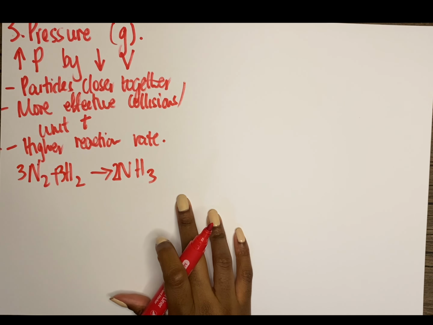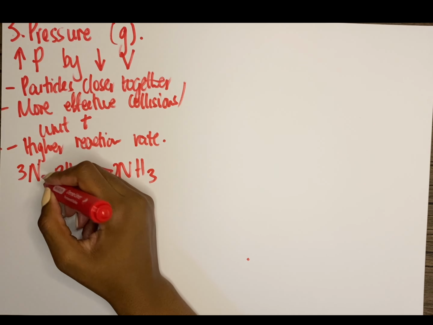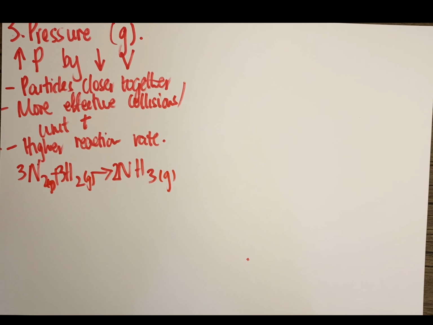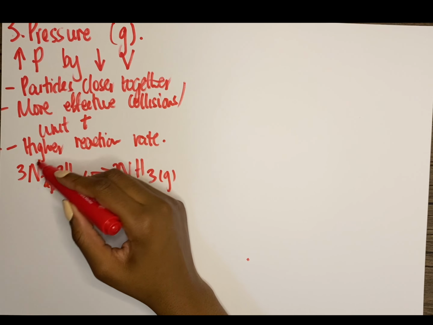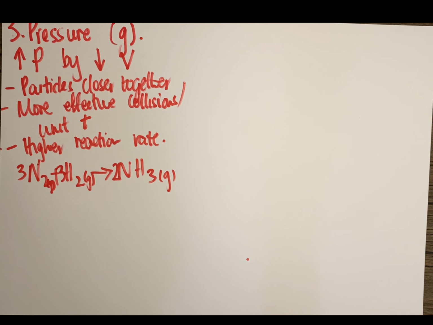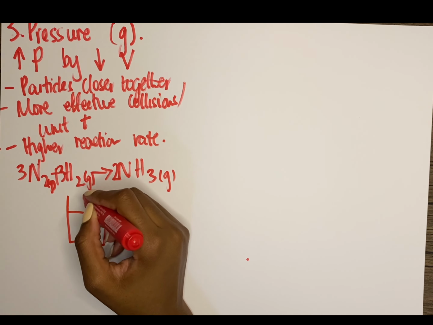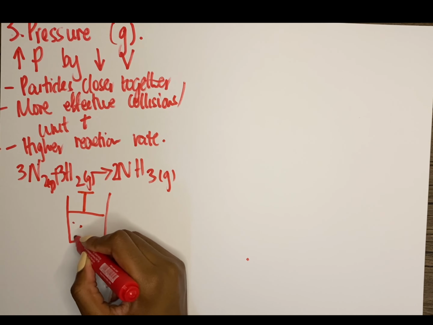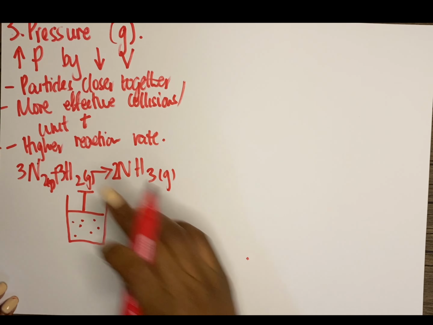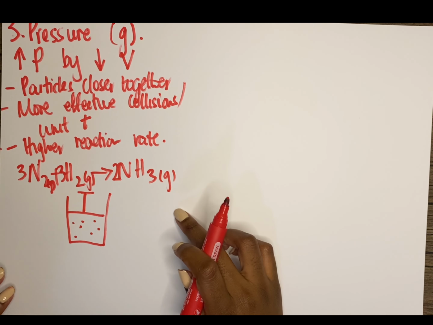So let's say you have this formation of ammonia, and these are gases. Nitrogen is a gas, ammonia is a gas, hydrogen is a gas. So let's say you're having this reaction and you want to increase the rate of the reaction. You can have the same amount of gas and just decrease the container. You can use a piston to decrease the container that it's occupying. A piston is something like this. If I press it down, then I decrease the volume, right? And then the pressure increases and the rate of the reaction also increases.